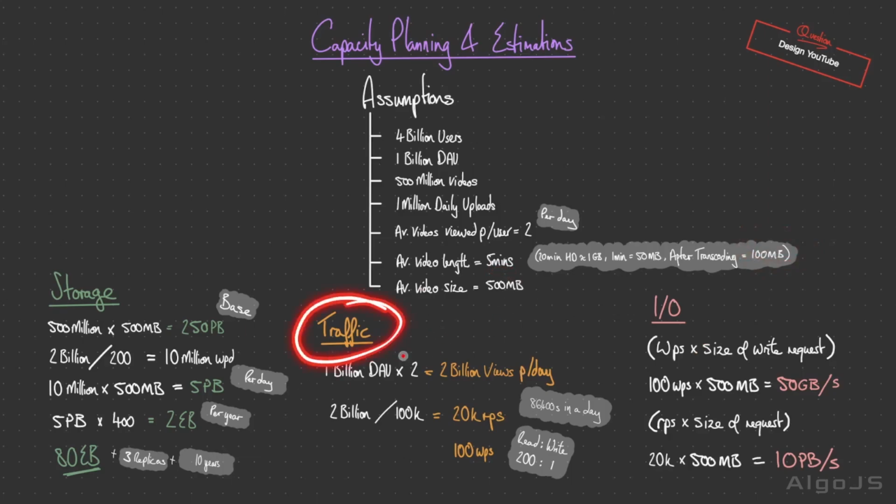So let's start off with calculating traffic. We have 1 billion daily active users, each of which are going to be watching 2 videos. So that's 2 billion views per day. Now, per day isn't that useful to us, so we need to convert it into something more useful. So let's convert it to per second.